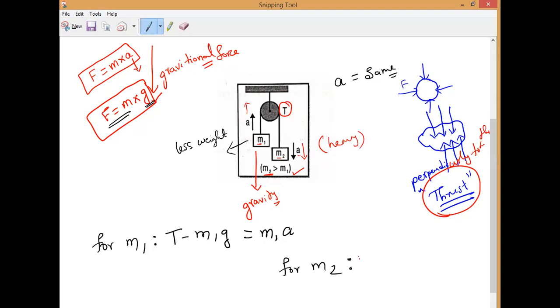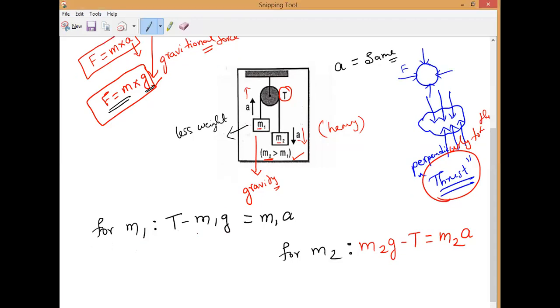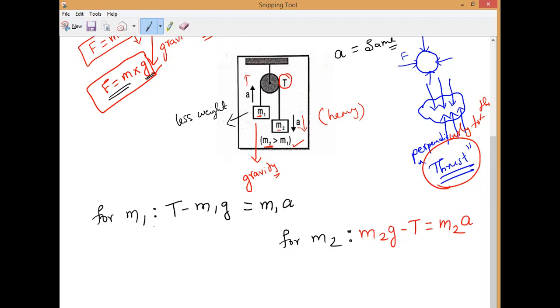So what will happen? M2 into G minus T is equal to M2A. Do you understand why I'm taking it like that? Because body 2 is acting downwards, so its force is more compared to the tension. And M1 is going up, its force is less compared to the tension. That is why I have taken it like that. Do you understand, everyone? Yes, sir. So for M1, T minus M1 into G is M1A. For M2, M2 into G minus T is equal to M2A. This is what will happen. Now, I want to find the acceleration.